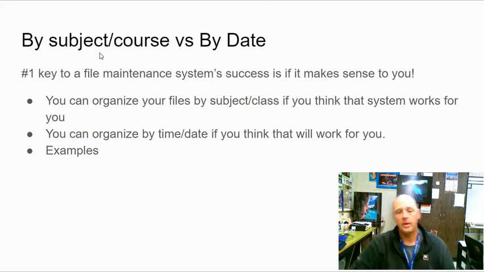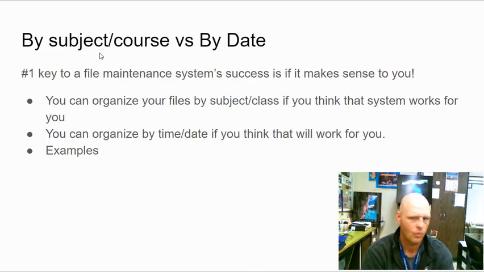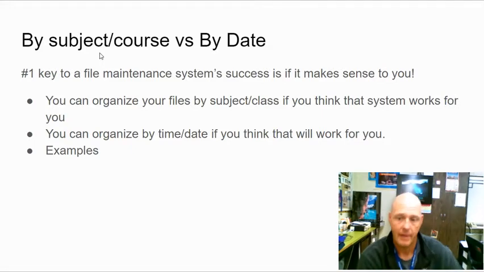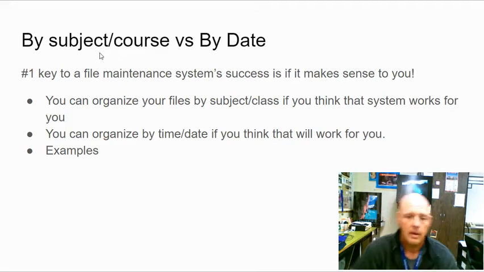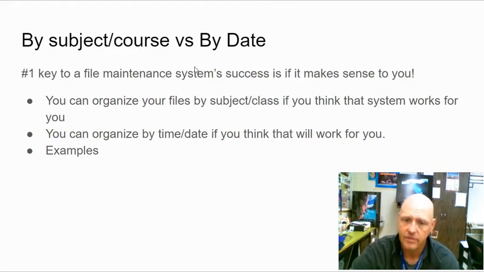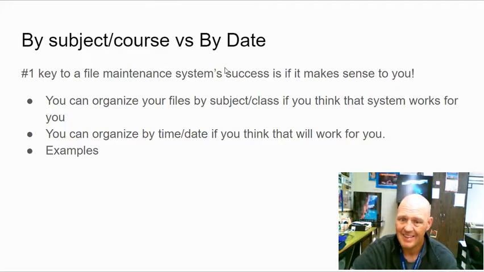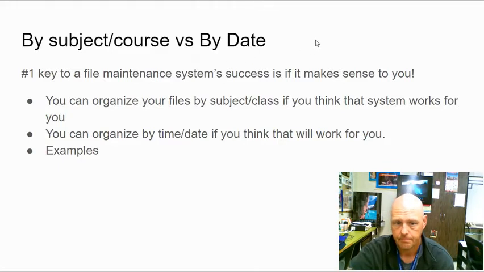Now, the number one thing you have to be able to do is understand the system you're creating, right? I can tell you to organize it one way, and if that doesn't work for you, if it doesn't make sense to you, that's worthless, right? So find the system that works for you, whether it be by subject or whether it be by date, and we'll show you examples of those. But again, number one, find a system that works for you. Second key, be consistent, right? Continue to do it over and over again. Take the extra half a second to get it to the proper folder so it makes sense.